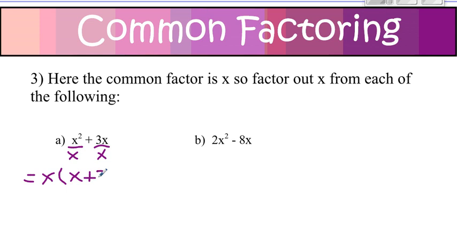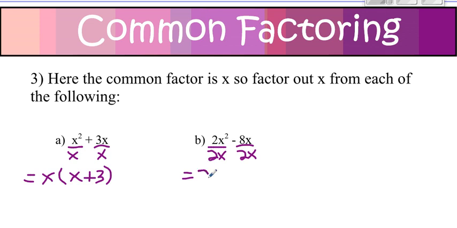Again, this one here has a numerical coefficient and a variable. So 2 and 8 are both divisible by 2. So first things first, I'm going to take out a 2. But both terms also have an x. So I can divide both by 2x. So now all of a sudden my common factor is not just a number or a variable. It is a number and a variable. So 2x.